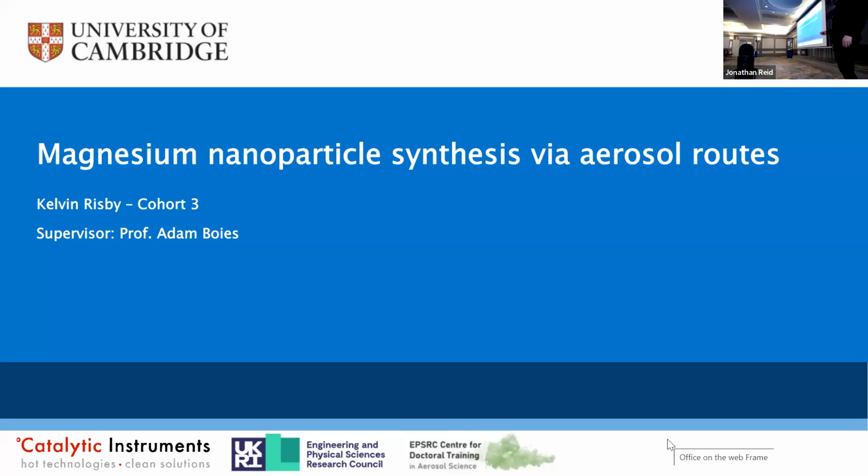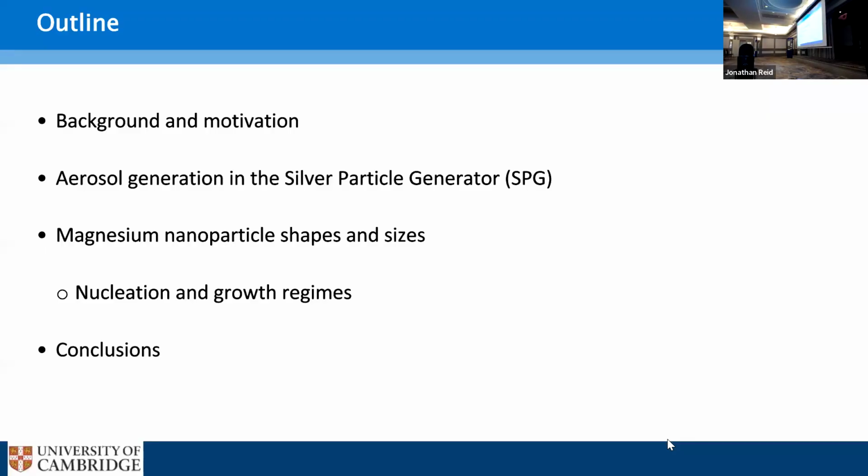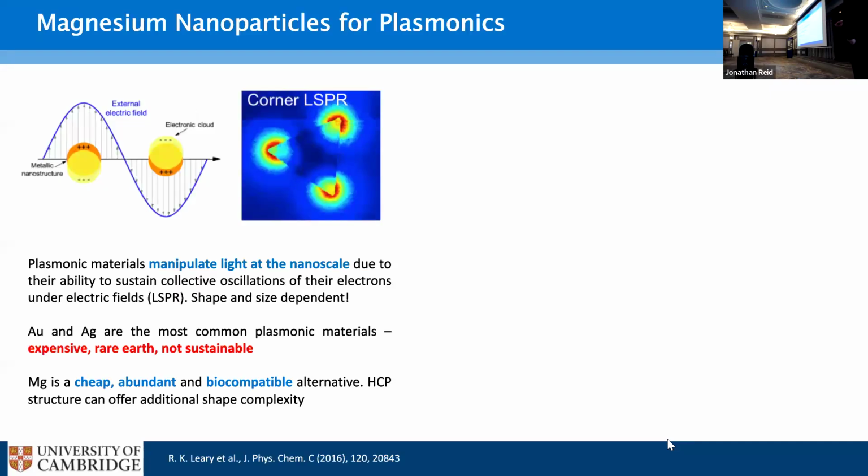So I'm at the University of Cambridge working with Professor Adam Boyce. My presentation is on magnesium nanoparticle synthesis. I'll cover a bit of background motivation on this work, why we're looking at magnesium, what's interesting about it. I'll also cover a bit about the device we use to generate the aerosols. It's called the silver particle generator, actually, or SPG. And then I'll just share some results on the interesting shapes and sizes that we're able to achieve. Give a little bit of discussion about the nucleation and growth regimes as well.